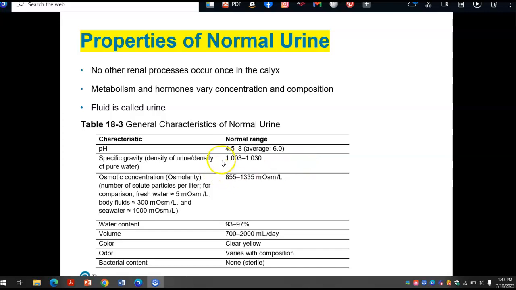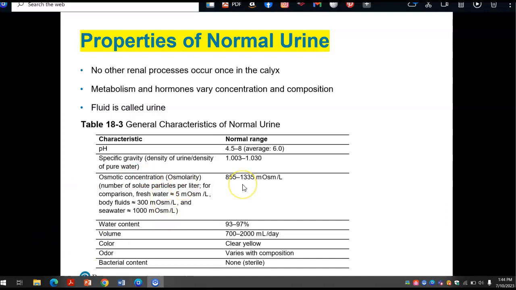The specific gravity, which is the density of urine compared to the density of pure water, is just a little bit above pure water. It's about the same, really. 1.003 to 1.03 isn't a whole lot different than 1.